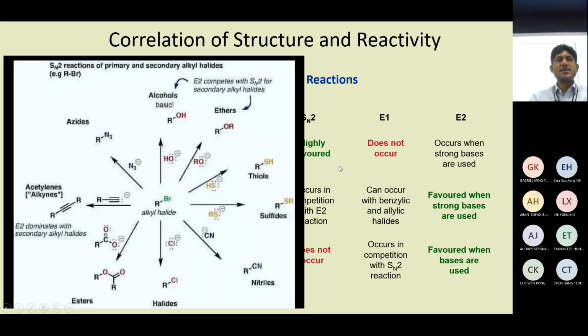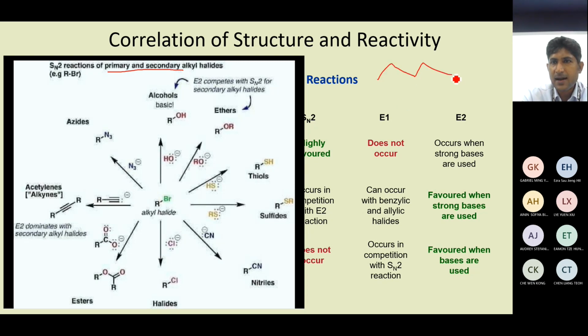We have seen this before, and I'm showing it again. That is the SN2 reaction of a primary and secondary alkyl halide. Primary and secondary, there are two things, right? Just remember that I'm talking about primary and secondary alkyl halide. Can anybody tell me what is a primary and what is a secondary alkyl halide?